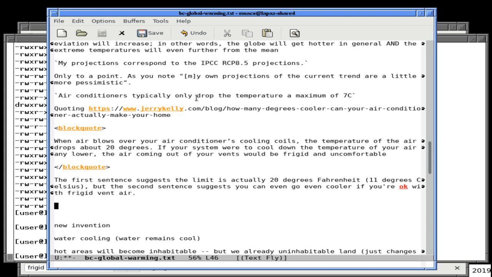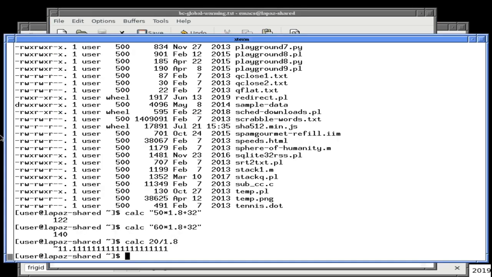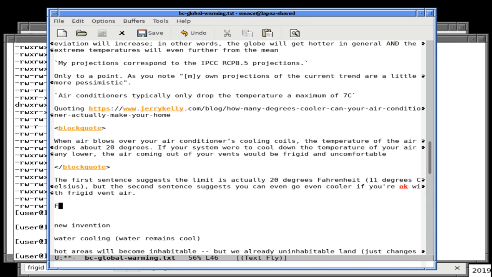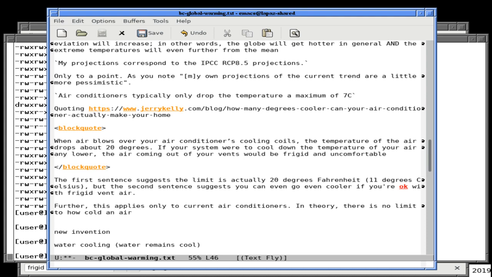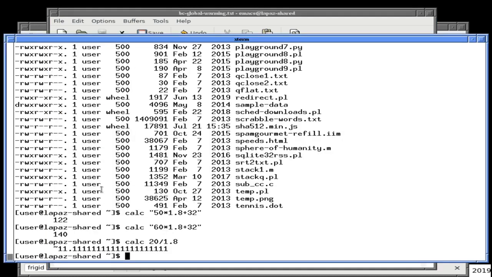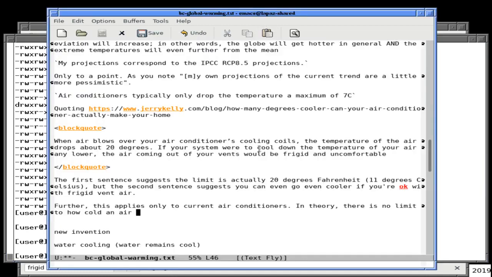Okay. I think I'll include what you said. I don't know if I'll quote you, but further, this applies only to current air conditioners. In theory, there is no limit to how cold an air conditioner can cool, except, and I'm going to be clever here, except, of course, zero kelvins. See? Makes me seem smart. Okay, once again, don't quote me! That's just layman language. Okay, we won't quote you. I'll say something similar to what you said, but I won't assign you the blame.